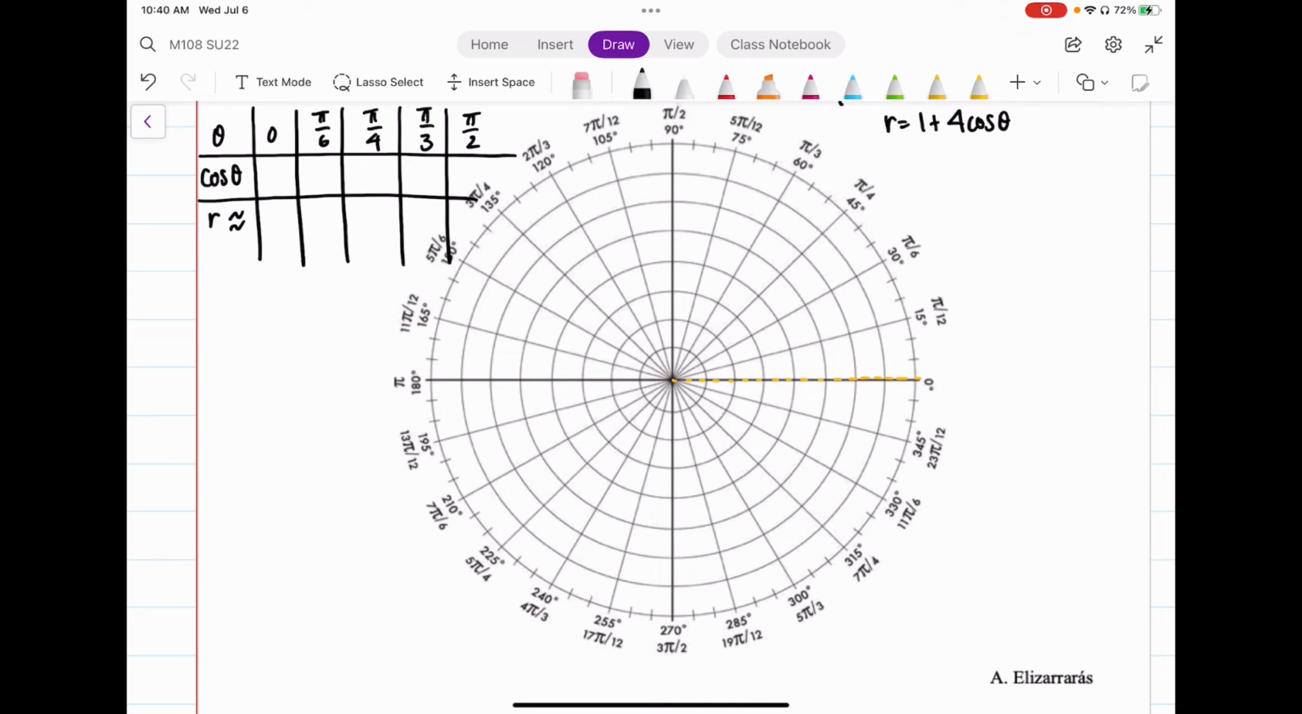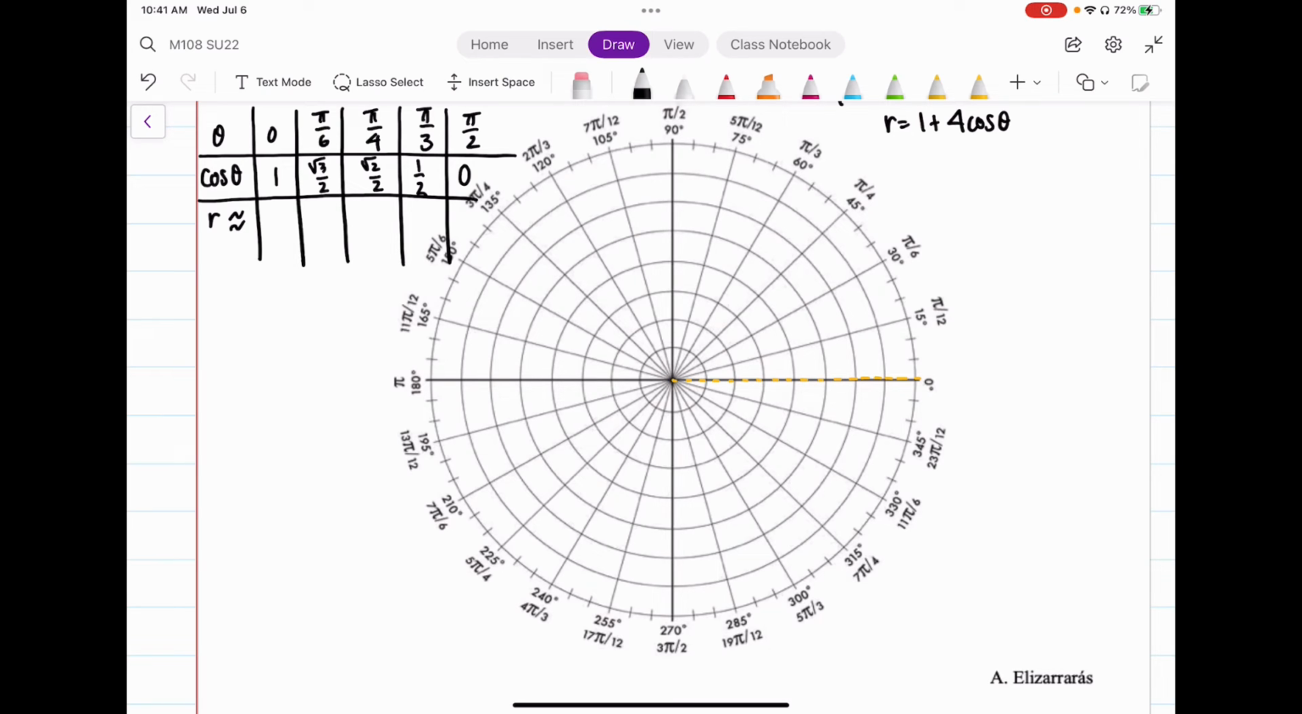Using the unit circle to evaluate cosine first so I can then figure out what r is. The cosine at 0 is 1. It's the x value. The cosine of pi over 6 is root 3 over 2. Cosine of pi over 4 is root 2 over 2. The cosine of pi over 3 is 1/2. The cosine of pi over 2 is 0. And then I'm going to take 1 plus 4 times that value to get my r approximation.